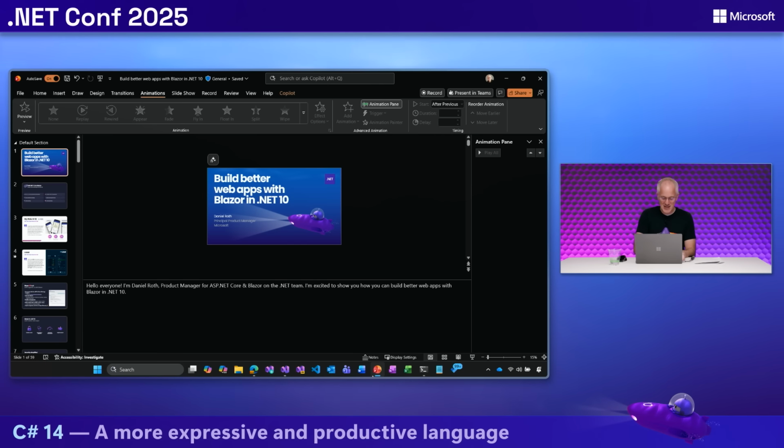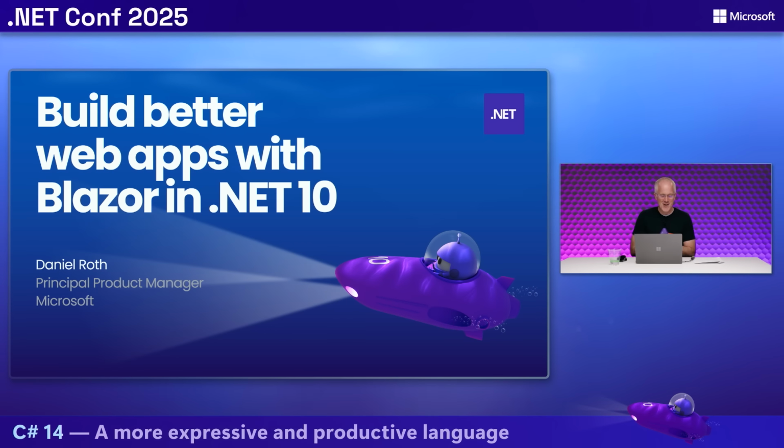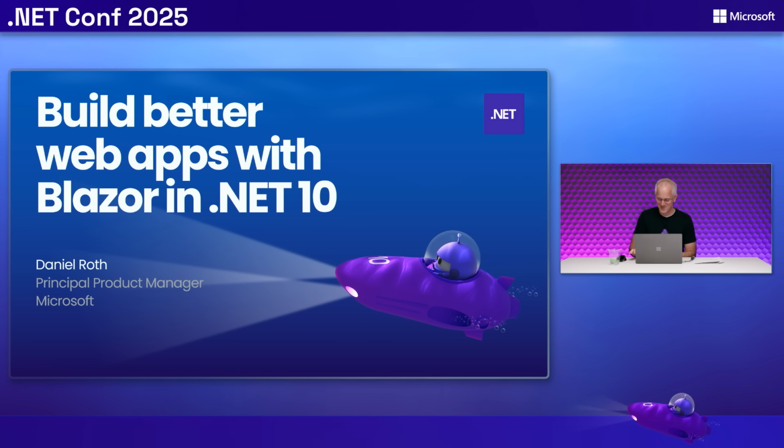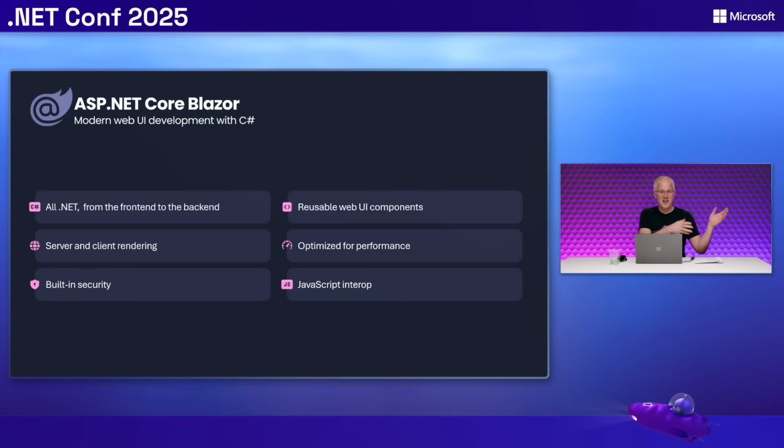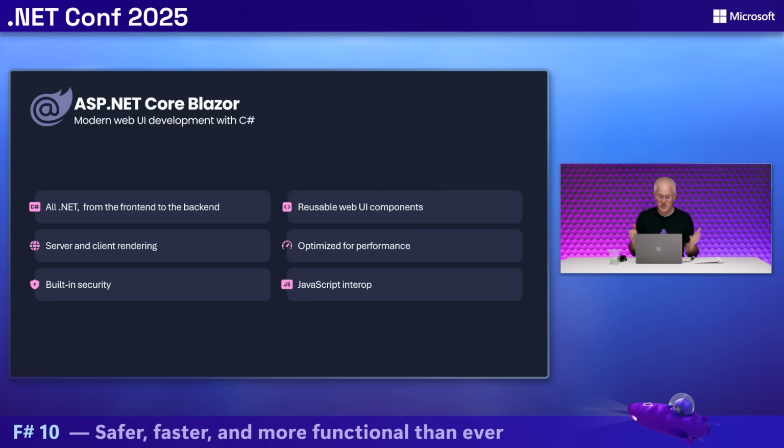And I'm excited to be here with you today to talk about building better web apps with Blazor in .NET 10. Blazor is a web framework for building full-stack web apps with C# and .NET. With Blazor, you can build your entire app from the front end to the back end using a single language and framework, no JavaScript required.